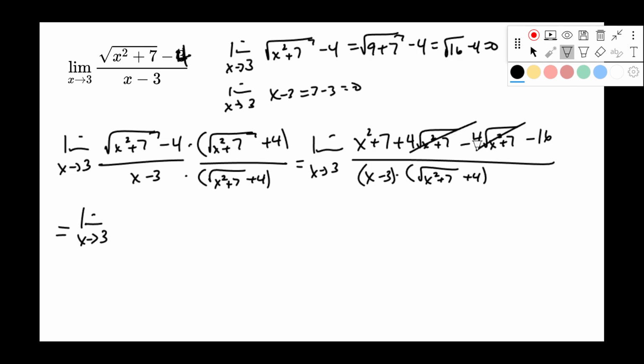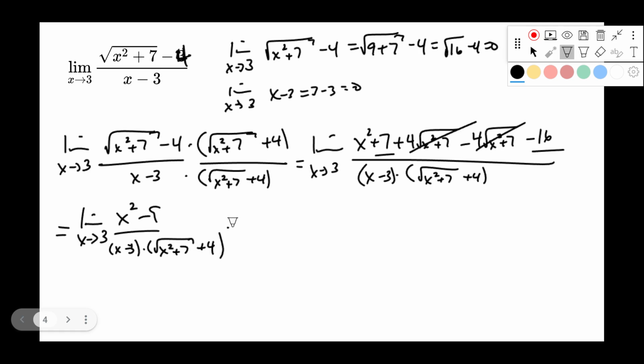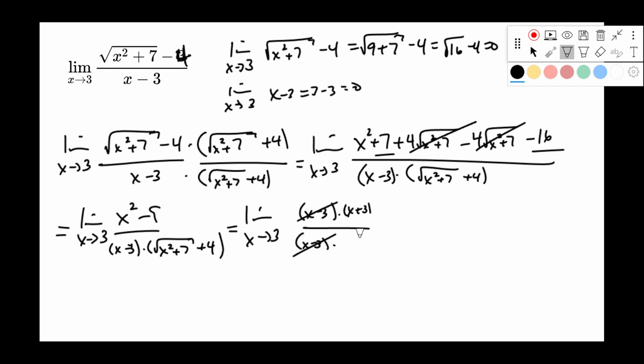So these cancel out in the middle. It gives me x squared plus 7 minus 16 is negative 9. And then I have x minus 3 times the square root of x squared plus 7 plus 4. All right, so now here we go. x squared minus 9, that factors. x minus 3 times x plus 3. That's really good because that'll cancel out the x minus 3 that's underneath.